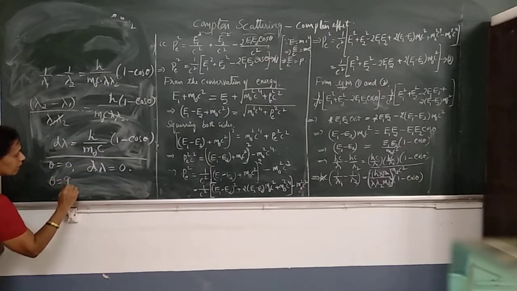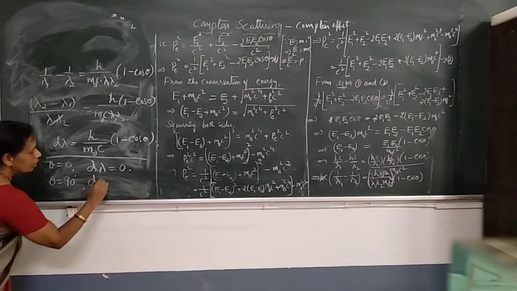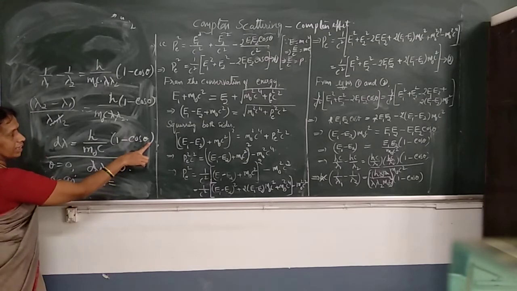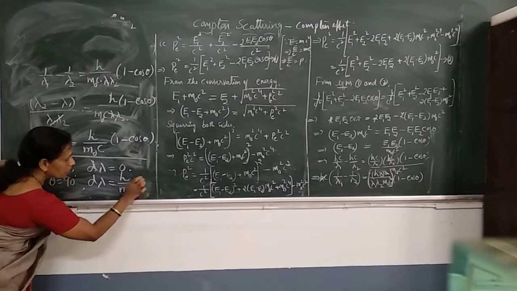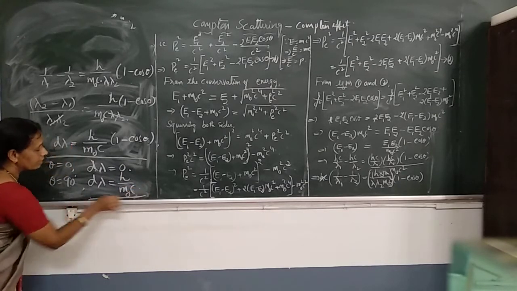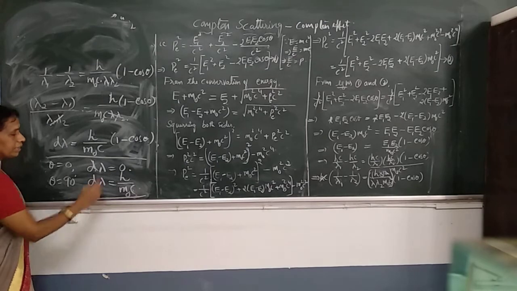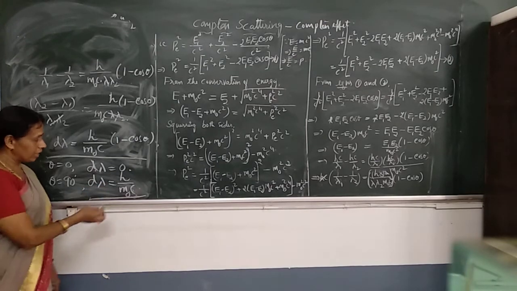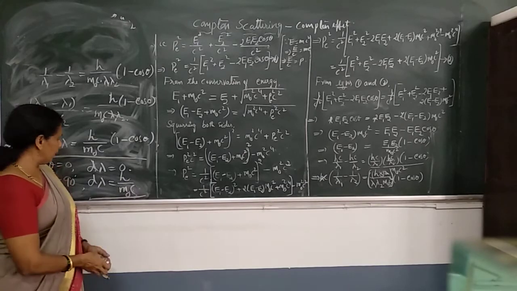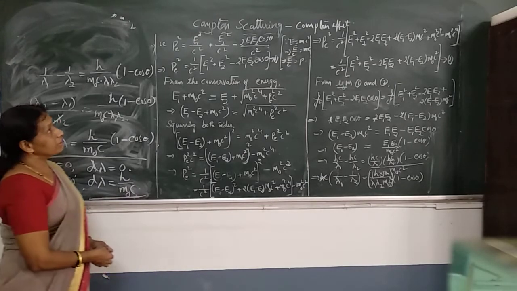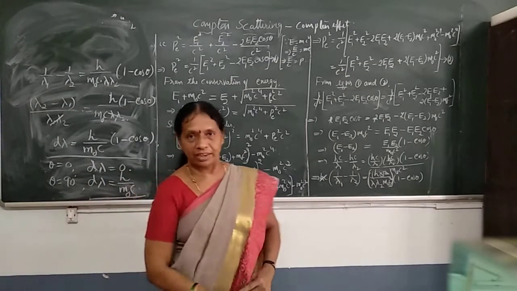Suppose theta is equal to 90 degrees. In that case, d lambda becomes, cos 90 is 0, it is h by m naught c, and this wavelength is called the Compton wavelength. D lambda is the Compton shift, the exact value h by m naught c is called Compton wavelength, and this is the theory of Compton scattering.